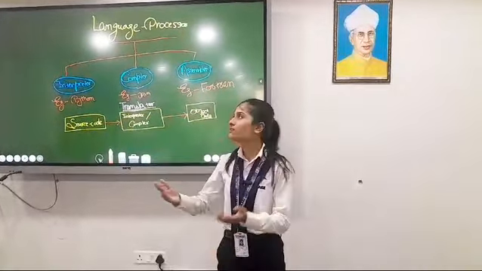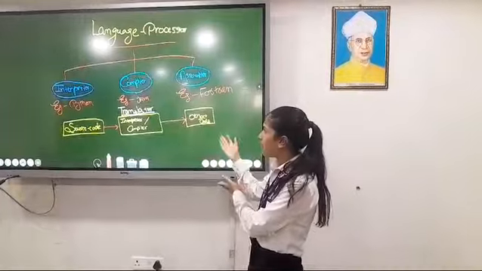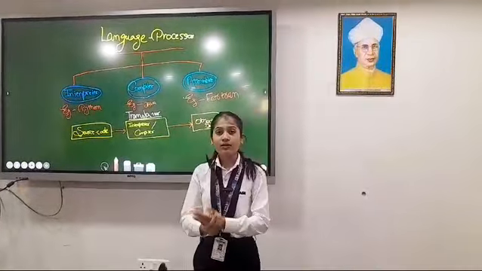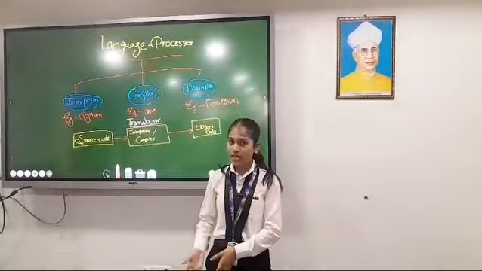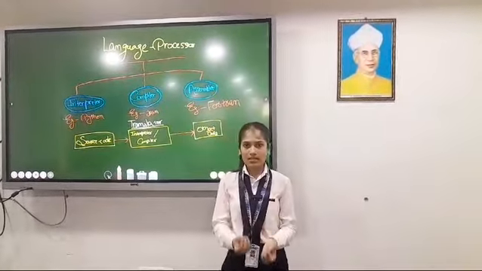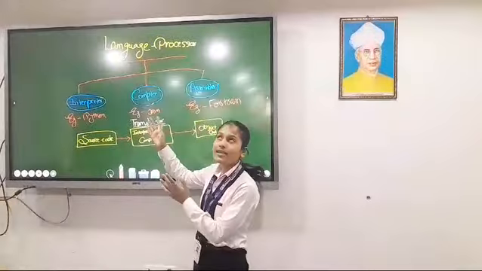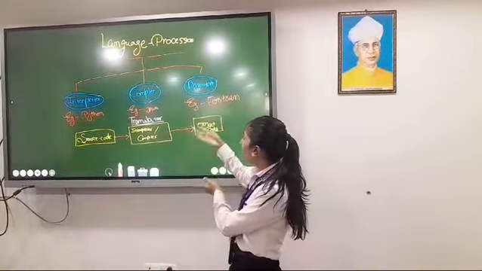Now I am here to explain language processor and its types. What is a language processor? A language processor is system software which is used to convert source code into object code, and it is just like a translator. It is of three types: interpreter, compiler and assembler.